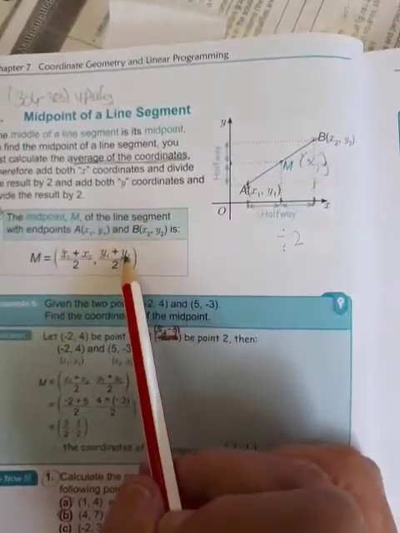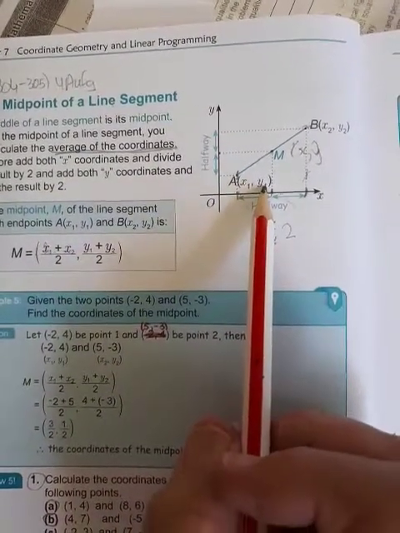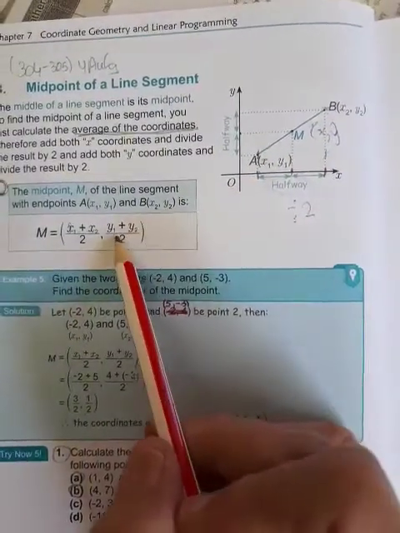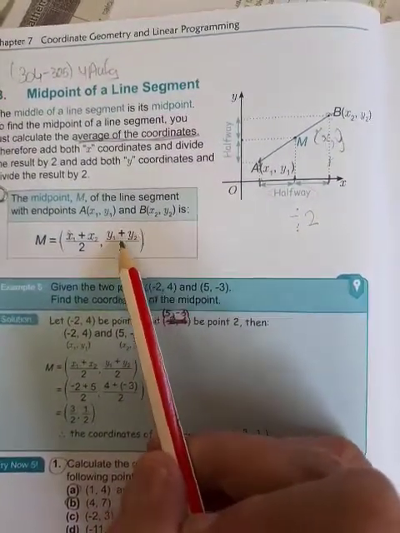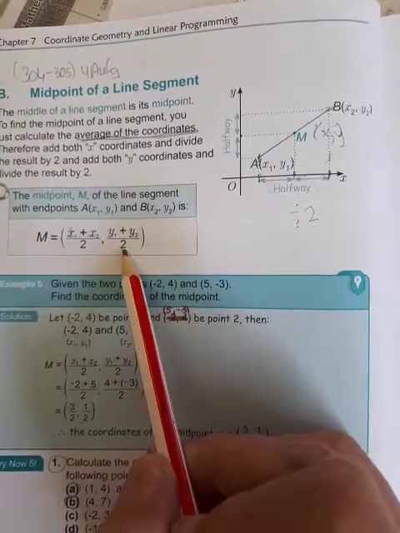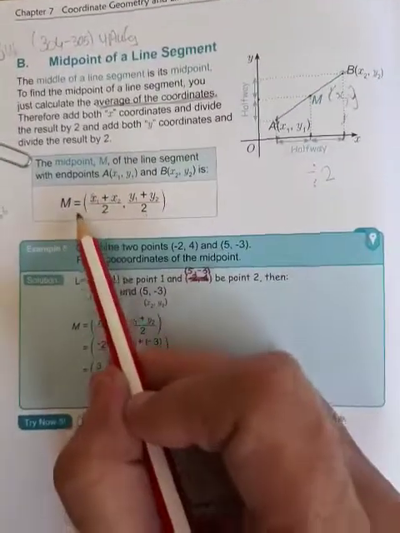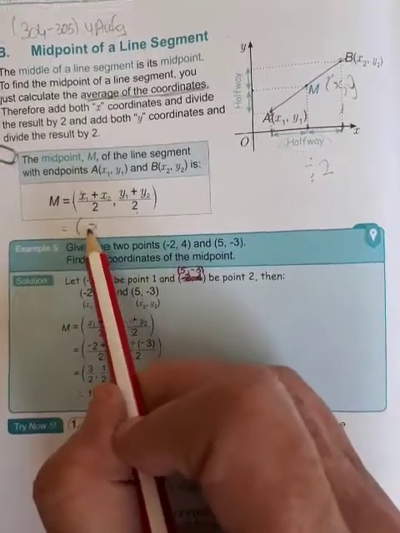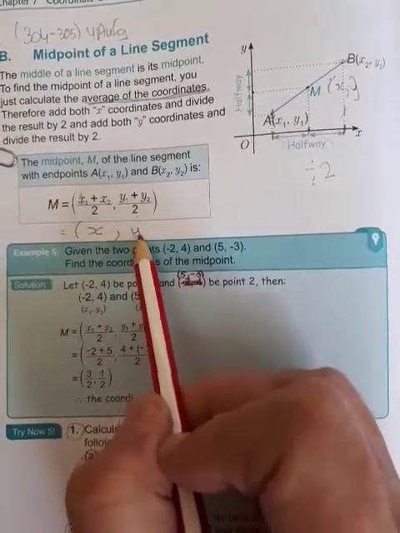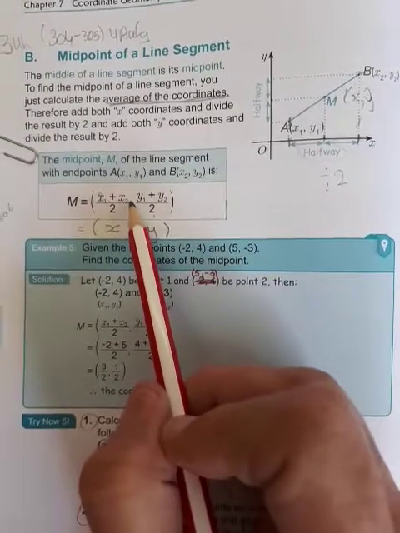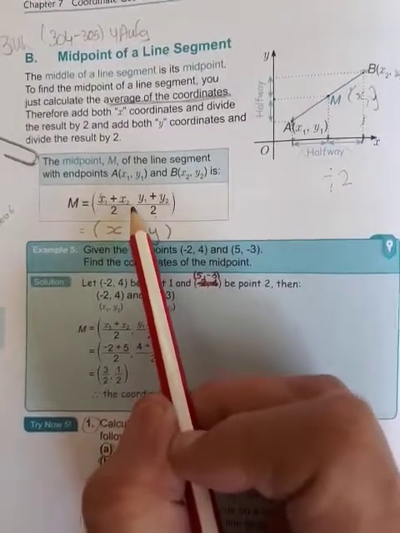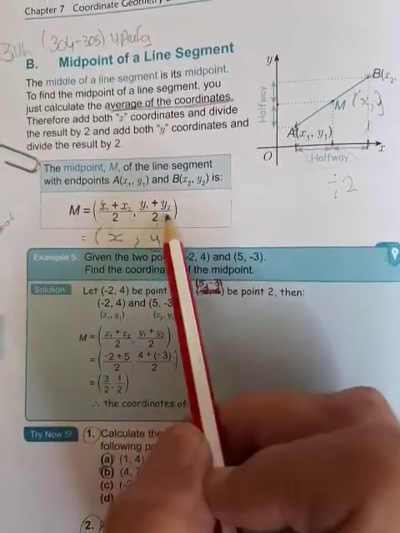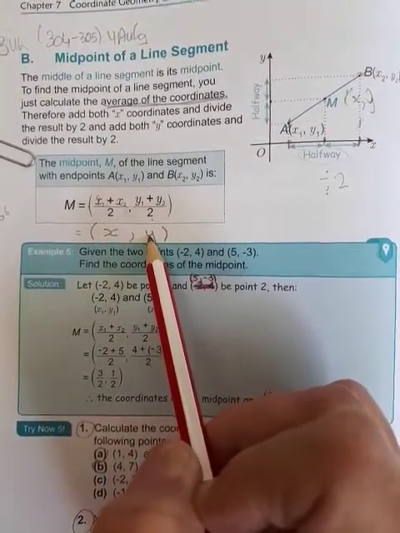And then for the y coordinate, we're going to take the y1 value, we add the y2 value, y1 plus y2, and we divide that by 2. So remember, your answer of the midpoint will give you an x coordinate and a y coordinate. And that's why this is a comma, okay? And this total gives you the x, and this total gives you the y.